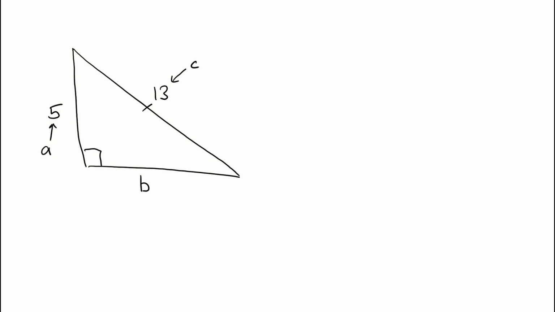Now, the Pythagorean theorem says that A squared plus B squared is equal to C squared. Now what is A? Well, A is 5, so I can pop that in, I get 5 squared. Now I don't know what B is, I'm still looking for B, that's my goal. So we keep B as just B squared. And my C, I know that's 13, so I get 13 squared.